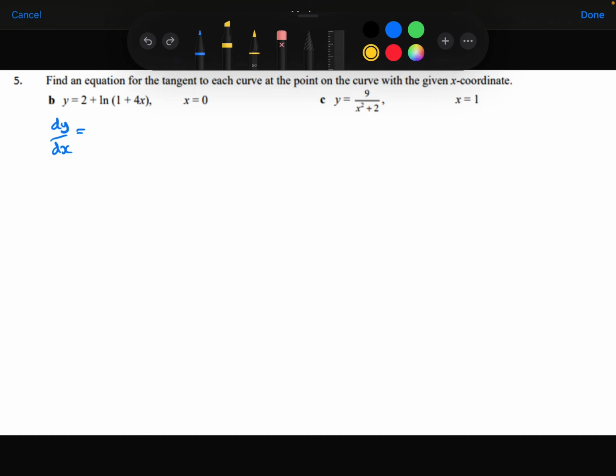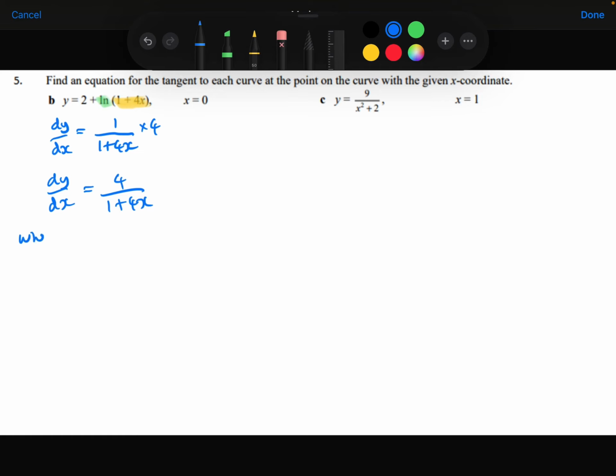To differentiate the ln of 1 plus 4x, we've got the 1 plus 4x that is inside the logarithm. So differentiate the logarithm first, and we get 1 over the function, 1 over the 1 plus 4x. And then we're going to multiply that by the derivative of the inside function. The derivative of the 1 plus 4x is just 4. So my gradient function then is just simply 4 over 1 plus 4x.